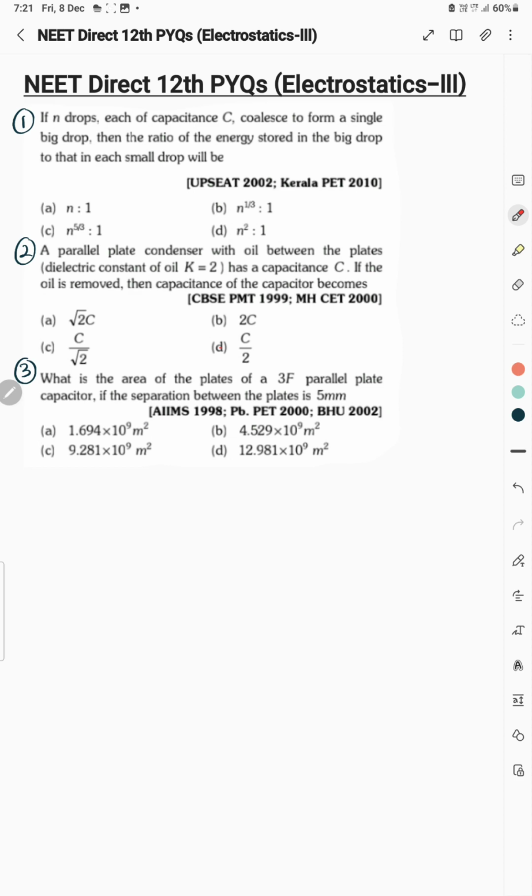So in this way we have solved today's NEET Direct program's previous year questions from Electrostatics part 3rd. Question first has answer C, question second has answer D, and question third has answer A.